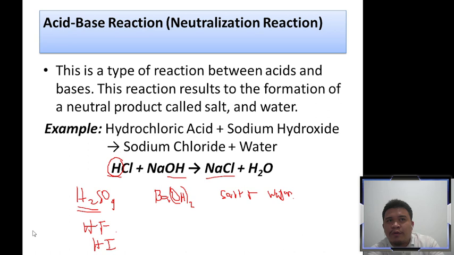So let's repeat once again. We have 6 types of chemical reactions, namely the combustion reaction, the combination reaction, the decomposition reaction, the single displacement, and then the double replacement. Then we also have the combustion reaction, and last but not least, we have the acid-base reaction.